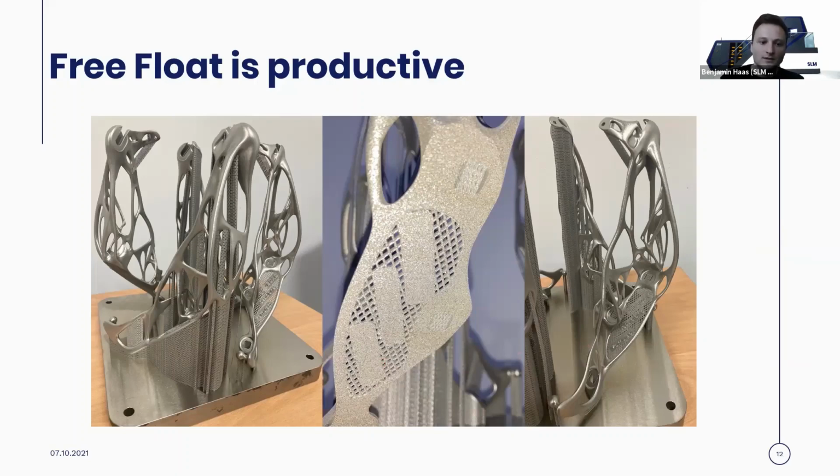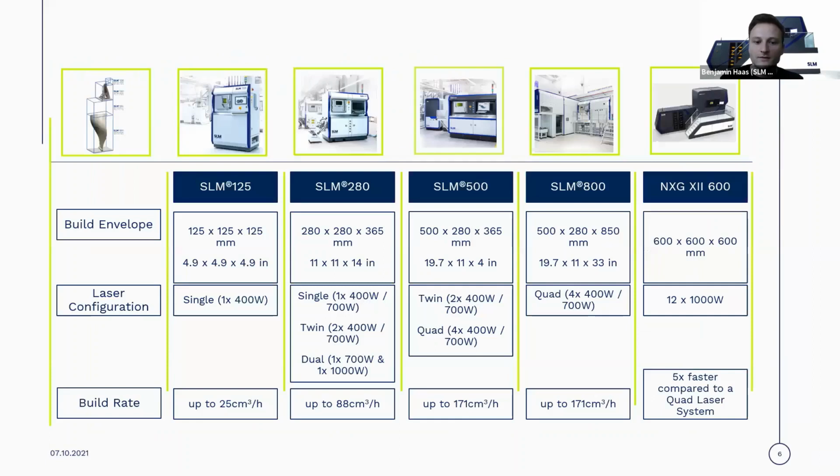On the NXG12600, indeed, there is a function called the zoom function. This is really an optomechanical process that allows for changing the beam diameter from very tiny to rather large. This is something that we could use for FreeFloat, but on those 280, 500, 800 systems, this is not something that we use for FreeFloat.